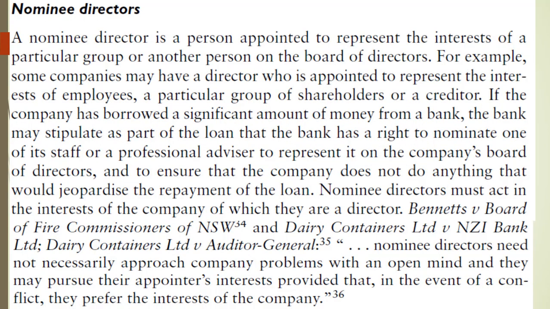A nominee director is a person appointed to represent the interests of a particular group or another person on the board. For example, some companies may have a director who is appointed to represent the interests of the employees, or a particular group of shareholders. So the nominee director need not necessarily approach the company's problems with an open mind, and they may pursue their appointer's interests. The assumption is the nominee directors will pursue the interest of the one who appointed them. But in the event of conflict, the nominee director may prefer the interest of the company.